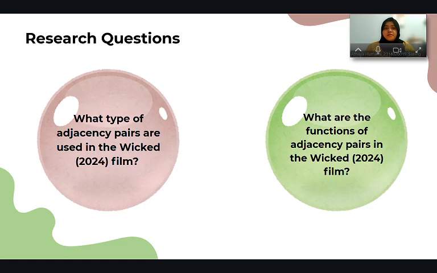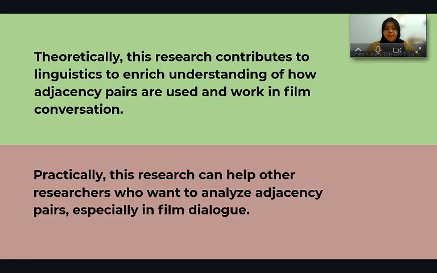The research questions. The first is what types of adjacency pairs are used in the Wicked 2024 film, and the second is what are the functions of adjacency pairs in the Wicked 2024 film. The significance of this study: the research contributes to linguistics, to understanding how adjacency pairs are used and work in film conversation. And practically, this research can help other researchers who want to analyze adjacency pairs, especially in film dialogue.